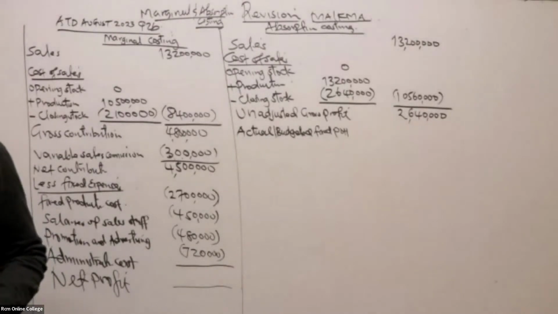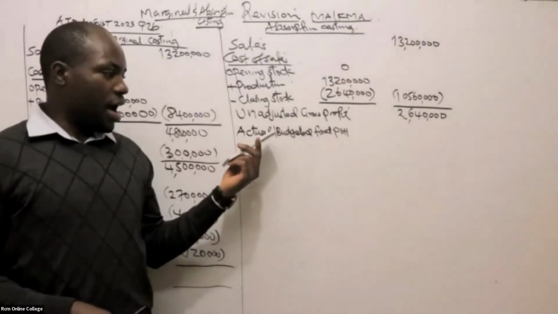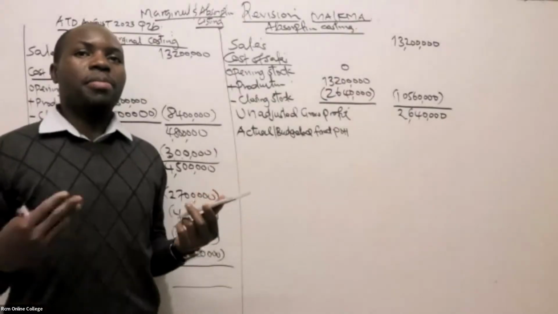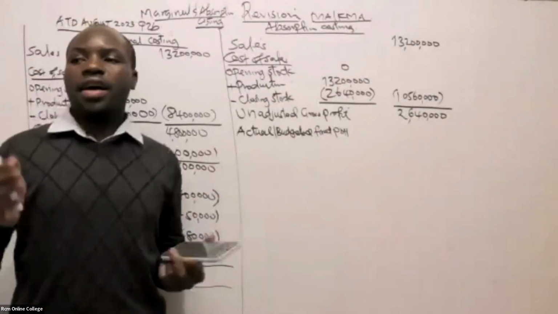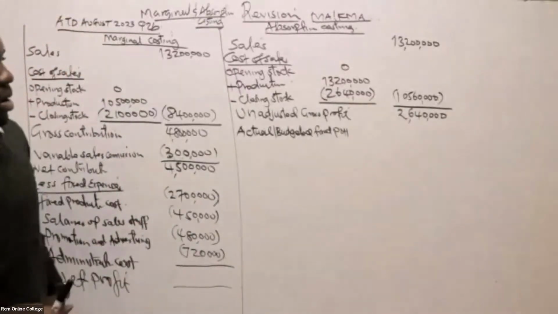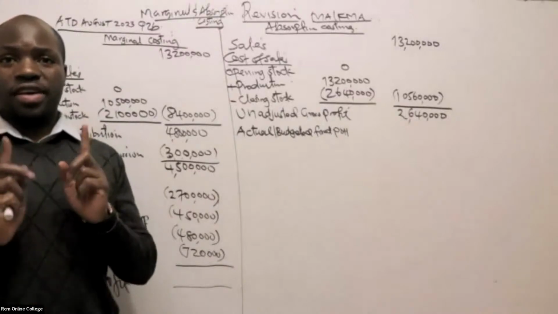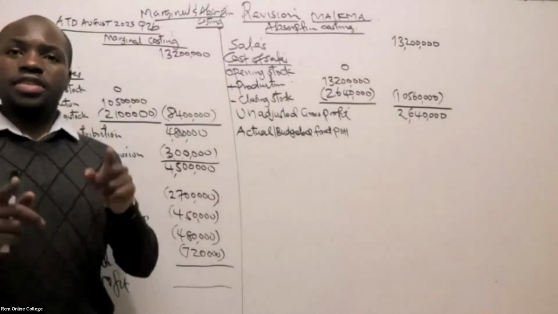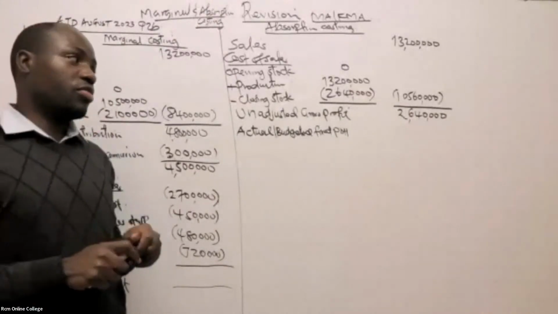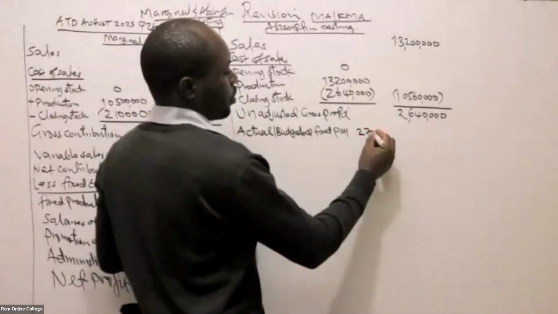Good, sorry for that. So if I don't have actual, that's when I will go for budgeted. But if I have the two, I simply go for actual. The actual budgeted fixed production overheads, do we have that in our question? We don't have actual. So what is given there is the budgeted, and that's what we now take in place of actual fixed production overheads.